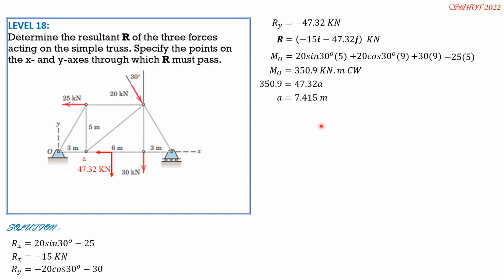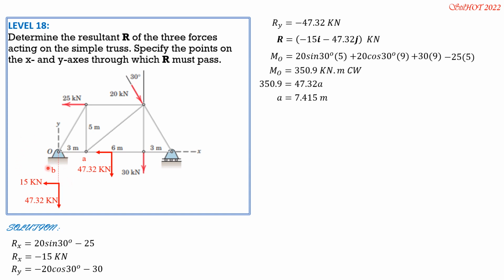So the x-intercept is 7.415 meters. Likewise, moving along the line of action here, so this is 47.32, that's 15. This time the 47.32 passes through O, so it produces 0 moment, just the 15. Call this the y-intercept, which is below the x-axis. So although it is positive here, it is below the x-axis, so it should be negative.